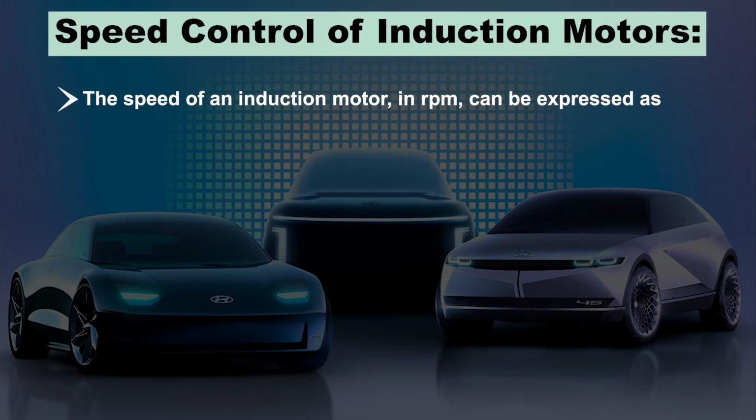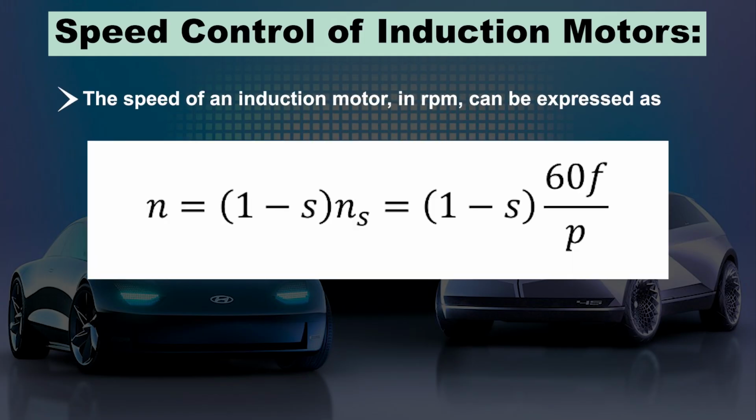The speed control of induction machine. The speed of the induction motor can be expressed as N = (1 - S) × 120f/P, where the speed of the induction motor depends upon the number of poles P, the supply frequency f, and the slip S. If you want to control the speed, we can control it by using any one of these three variables.